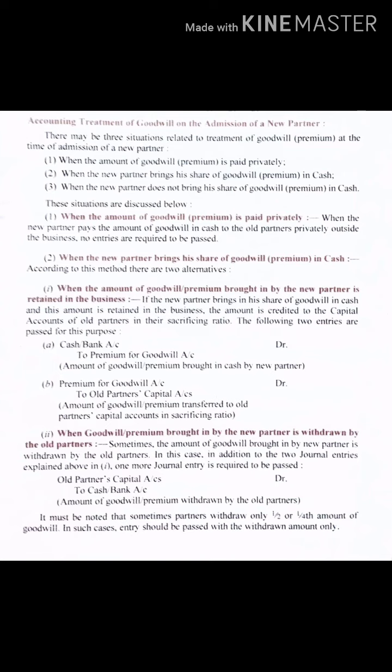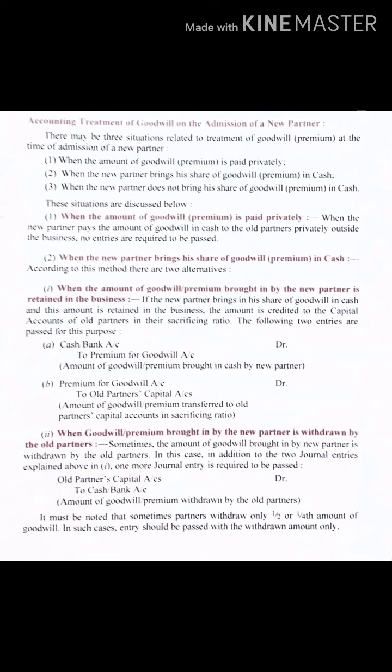Fine. Now next condition, when the new partner brings his share of goodwill premium in cash. Now according to this method we have 2 alternatives. First is when the amount of goodwill premium brought in by the new partner is retained in the business. Okay, and second condition, when the amount of goodwill brought in by the new partner is withdrawn by the old partner. Now let's understand the first system, that is when the amount is retained in the business.